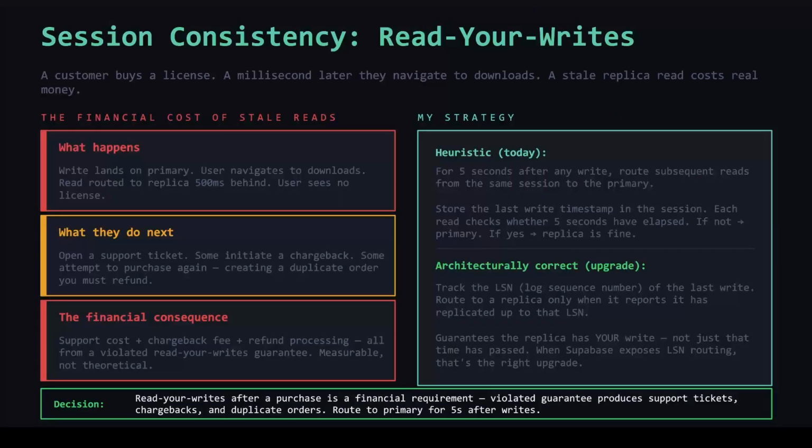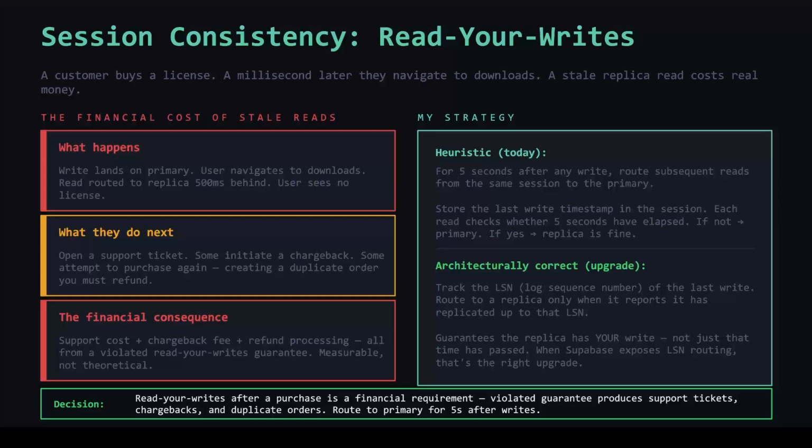Session consistency: read your writes. There's a consistency problem that isn't about concurrency. It's about user experience and financial consequence. A customer buys a software license. The write lands on the primary. A millisecond later, they navigate to their account page to download it. If that read is routed to a replica 500 milliseconds behind, the customer sees no license.